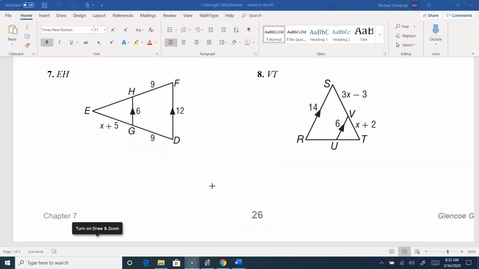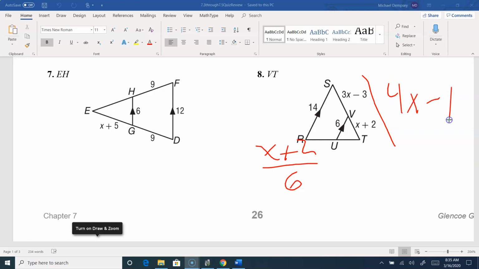Okay, and I'm going to have to do the exact same thing for this last one. I'm going to have to set up x + 2 lives above the 6. That's fine. But then I have to go the whole entire side here. I need this whole side. So what do I have on that whole side? I've got 3x and x. That's 4x. And then I take plus 2 minus 3. That's going to be minus 1. Okay? So I'm going to have 4x - 1, the whole entire side, is to 14. And then we can cross multiply and solve.